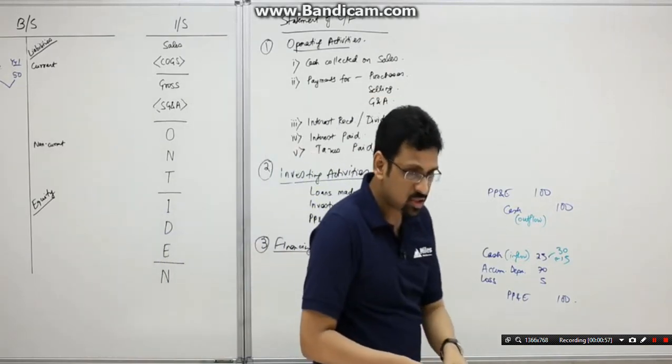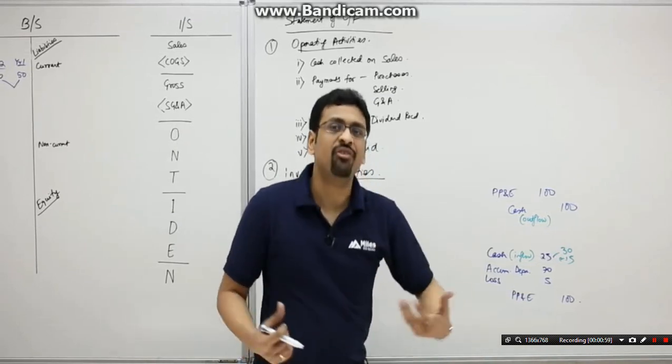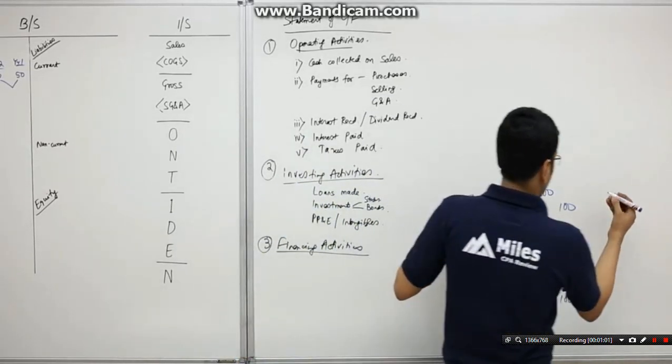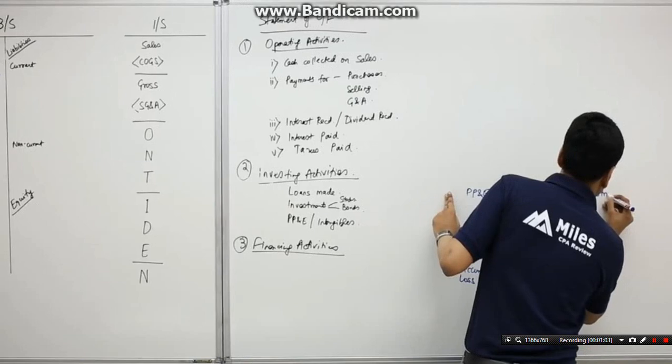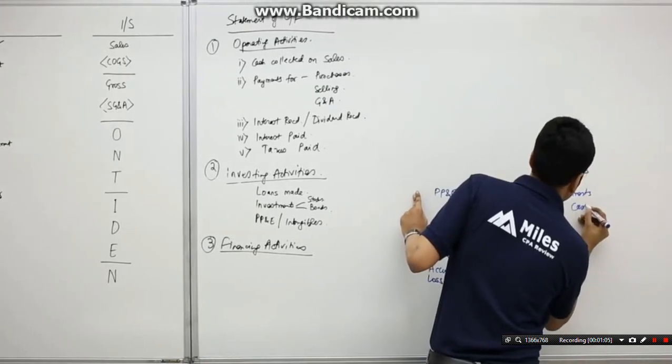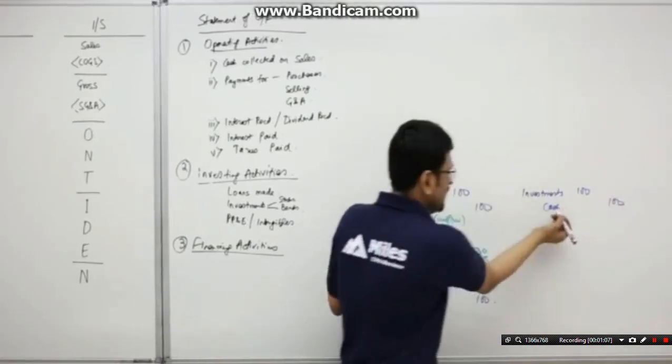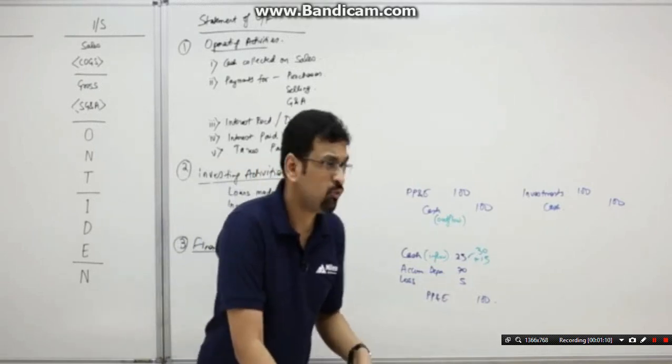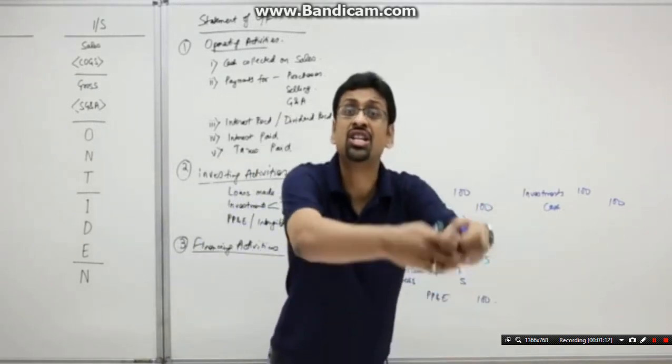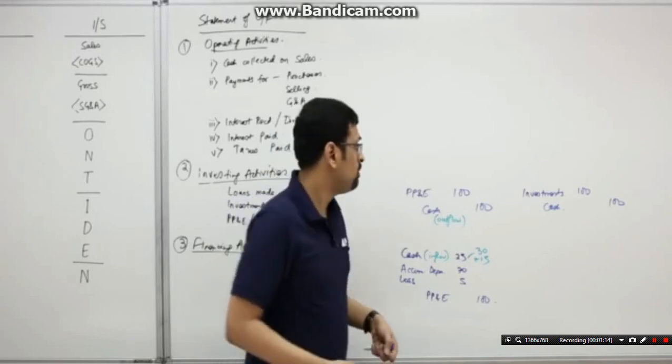Now, let's look at investments. So let's say you've bought an investment, marketable securities. So you've made investments in cash. Let's say you made an investment for 100. Is this a cash inflow or a cash outflow? Cash has gone out, cash outflow. It's a use of cash.